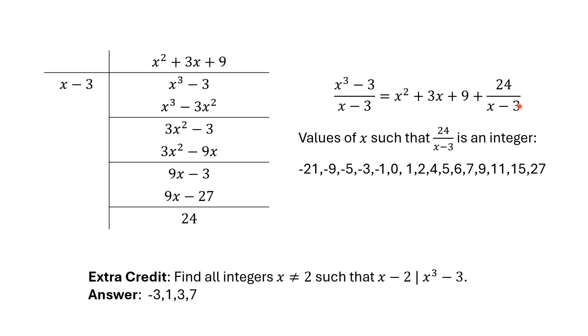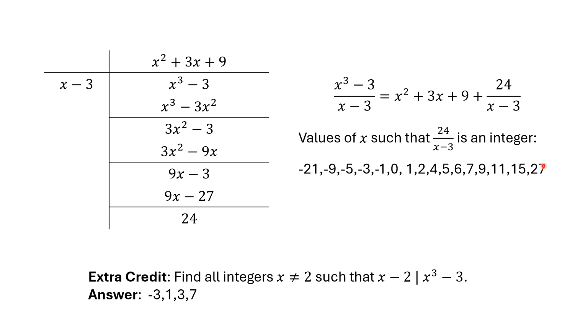And then the problem reduces to when this 24 over x minus 3 is an integer. And these are the possible values. Let's just check a few of them. If we put in 0, we get minus 3 and a 24, that's minus 8. If we use minus 21, then we get minus 24 and the 24, and that's minus 1. I'll leave it to you to check the other ones here.